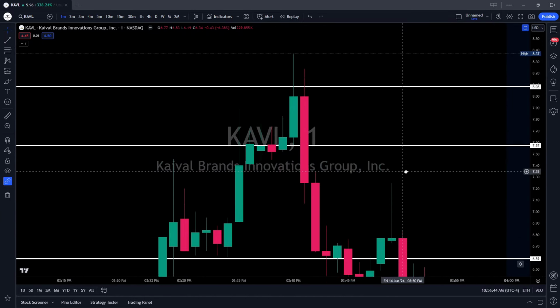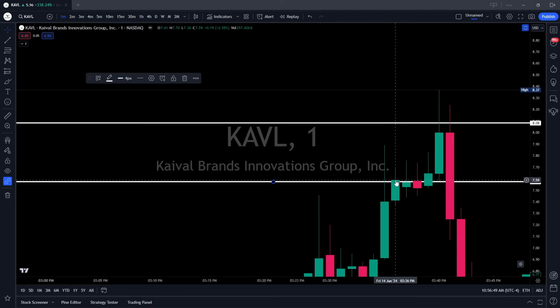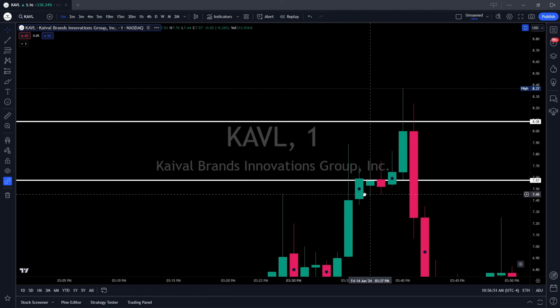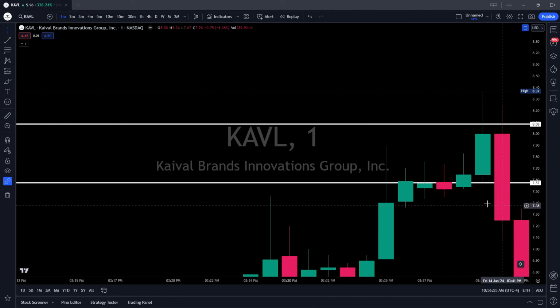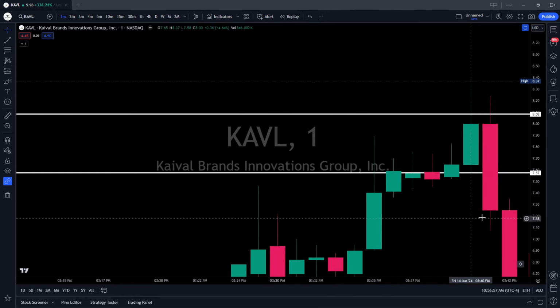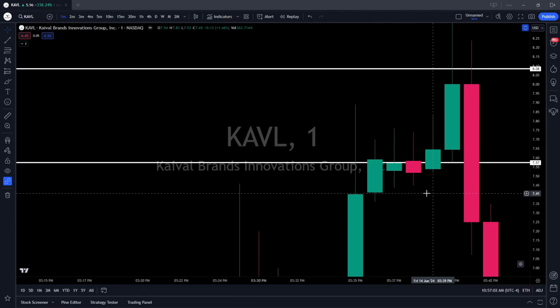We want it to close over this line right here, right? Get this out of the way. Okay, we closed over here, came back down. This is a topping tail, so this is concerning. Topping tail means that it has this long wick above. That means that there's rejection of higher prices. Rejection, false breaks. All of a sudden we closed over.